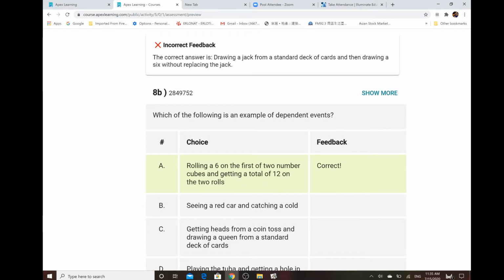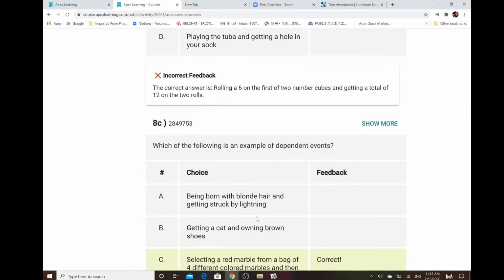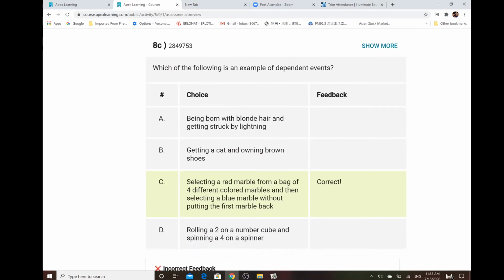Here's another one: rolling a 6 on the first of two number cubes and then getting a total of 12 on the two rolls. The second event depends on the first event. And then selecting a red marble from a bag of 4 different color marbles and then selecting a blue marble without putting the first marble back. Again, the second event's outcome relies on the first event.